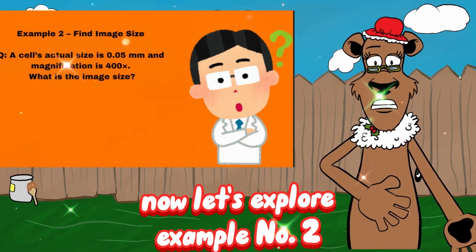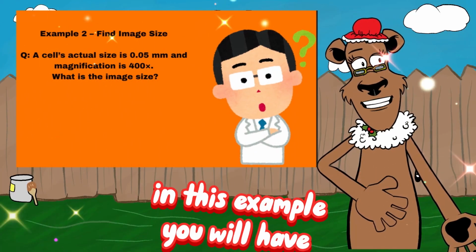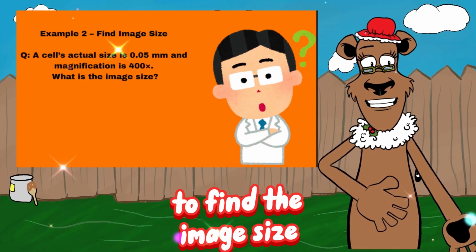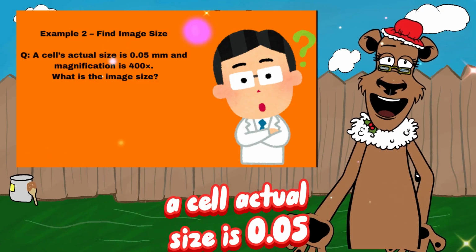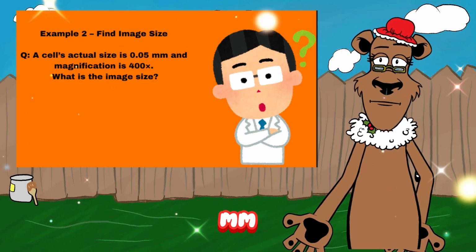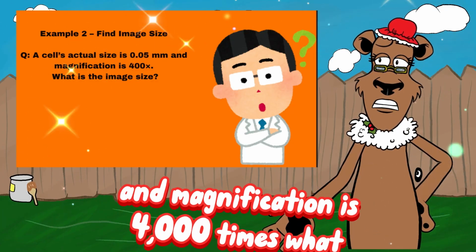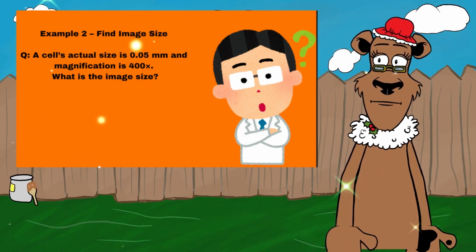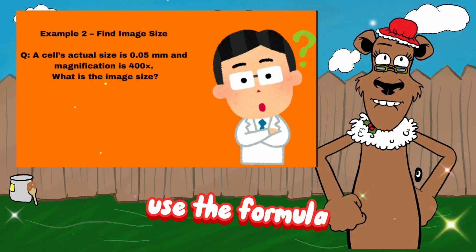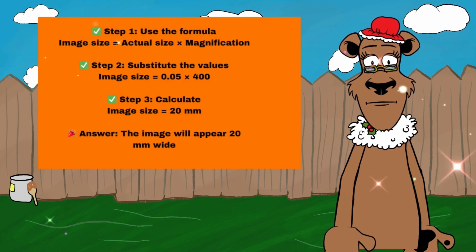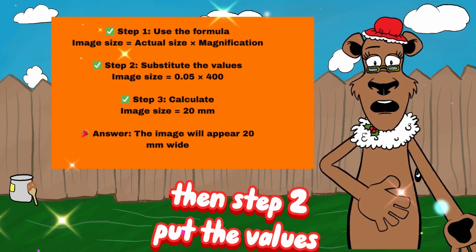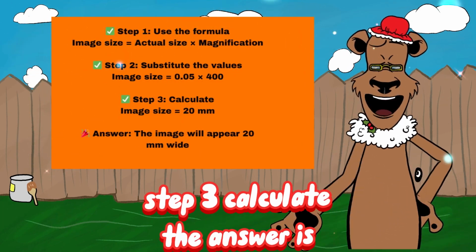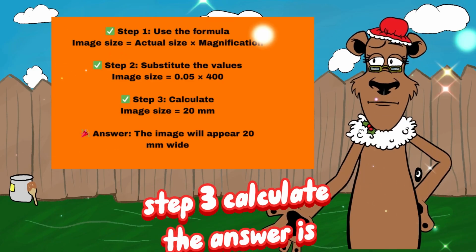Now let's explore example number 2. In this example, you will have to find the image size. A cell's actual size is 0.05 mm and magnification is 4000 times. What is the image size? Use the formula. Then step 2, put the values. Step 3, calculate. The answer is 20 mm.